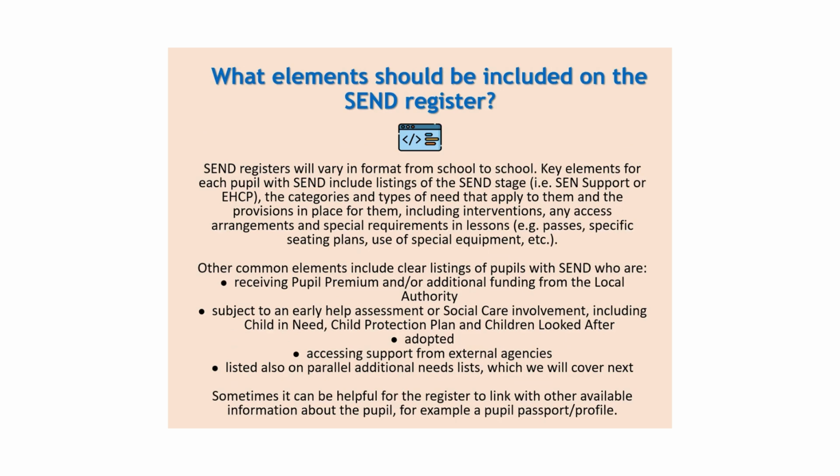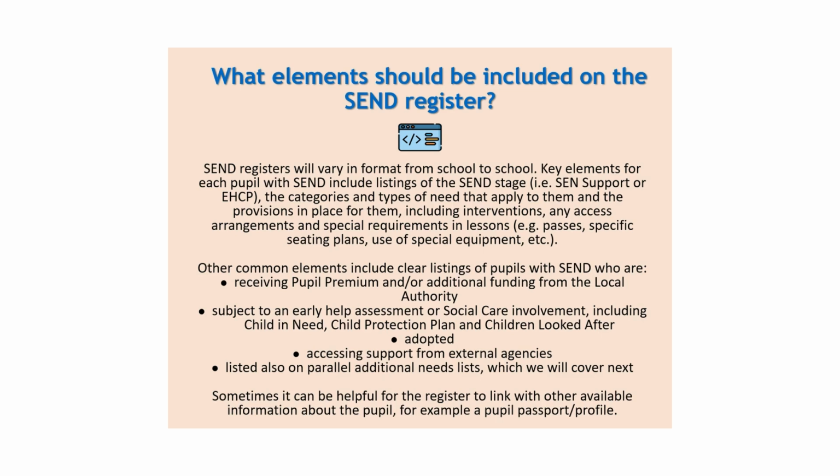What elements should be included on the SEND register? SEND registers will vary in format from school to school. Key elements for each pupil with SEND include listing of the SEND stage, for example, SEN support or EHCP, the categories and types of need that apply to them, and the provisions in place for them, including interventions, any access arrangements, and special requirements in lessons, for example, passes, specific seating plans, the use of special equipment, etc.